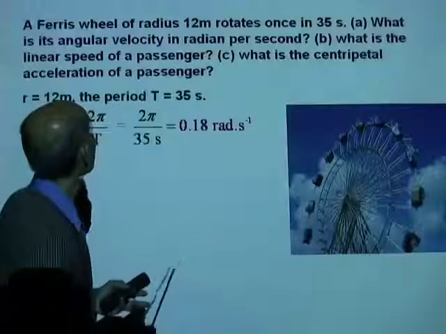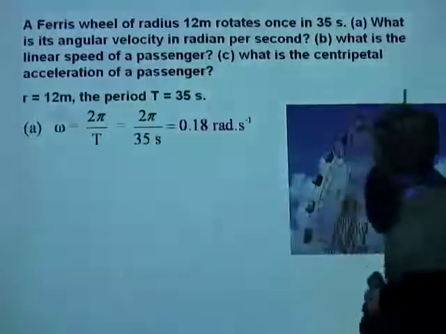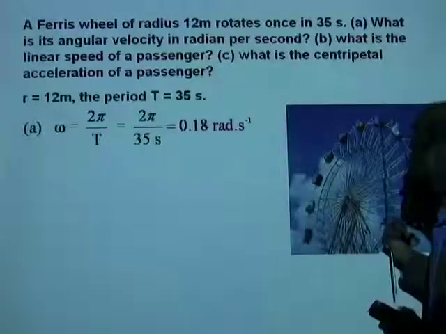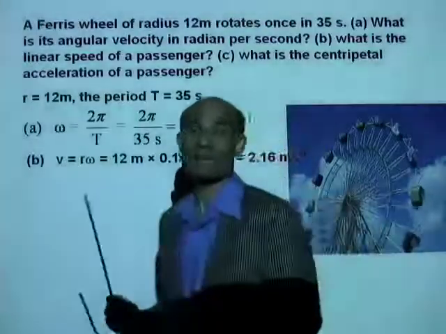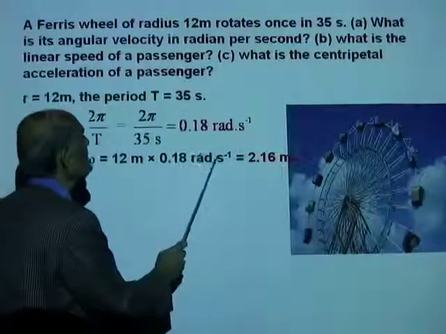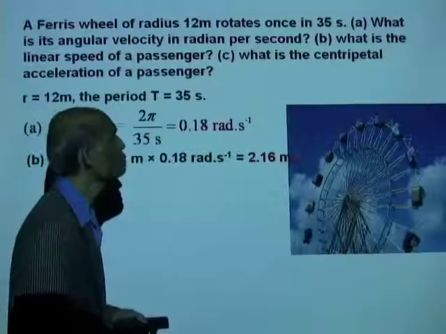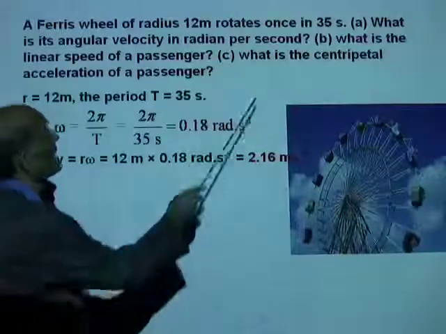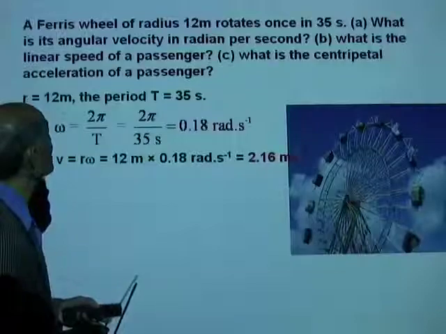How about the second part? What is the linear speed of a passenger? If a passenger is sitting here, the linear speed is the same as the tangential speed, v equal to r omega, where r is 12 meter, omega is 0.18 radian per second, and that will be 2.16 meter per second.